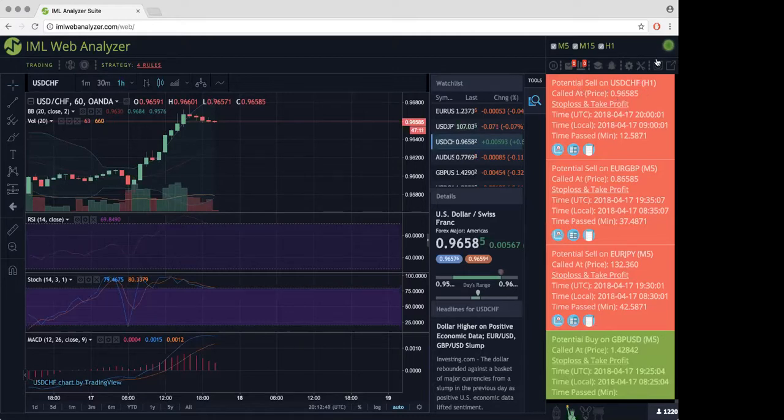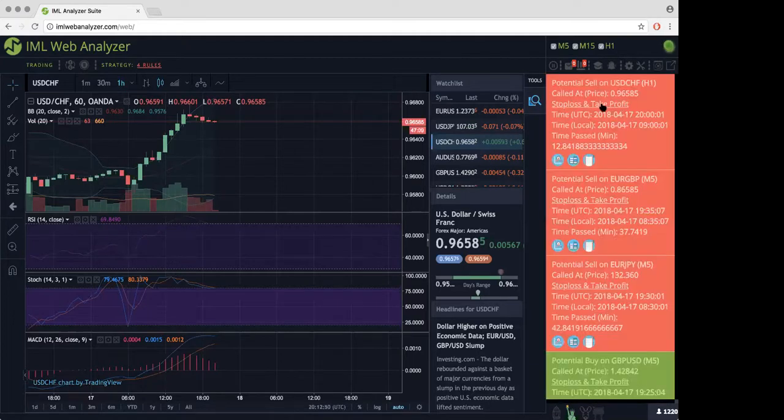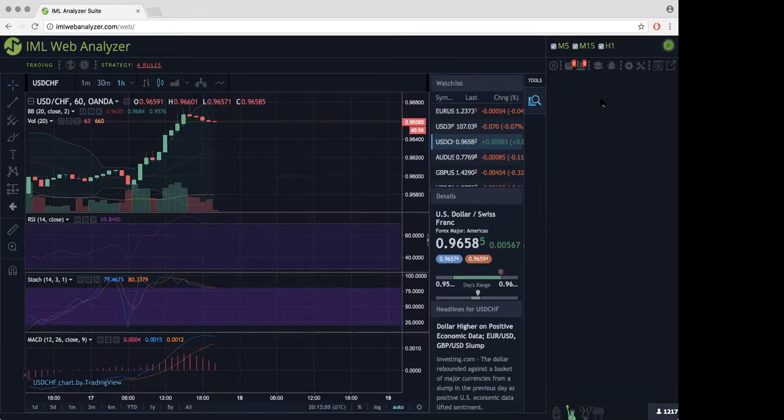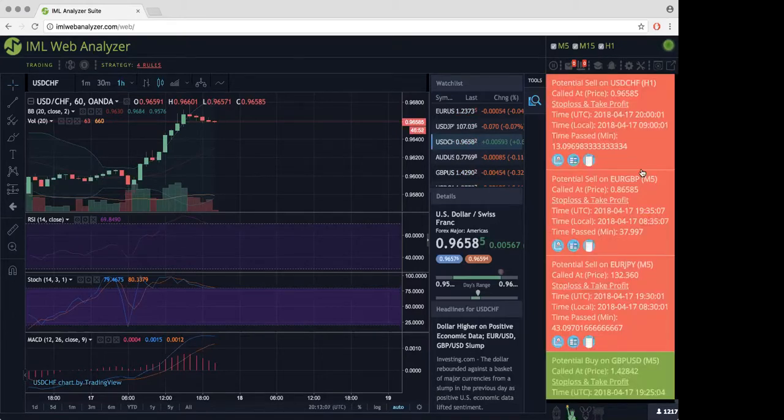So it tells you the signal, the currency pair, the time frame, and then the price that this currency pair is called at. If you can see, this one is called at 0.96585 for the USD Swiss franc. I've never seen a Swiss franc, I don't know what it looks like. If you tap on this button here, there are 3 buttons, number 1, number 2, number 3. I don't know what the last two do. I've never pressed them. I'm scared to press them.